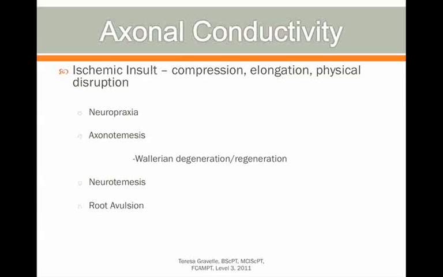Axonotmesis is a more severe nerve injury with disruption of the neuronal axon, but with maintenance of the myelin sheath. This type of nerve damage involves the motor, sensory, and autonomic function of the nerve, and it is mainly seen in a crush-type injury.